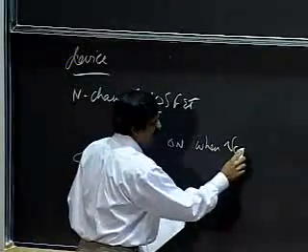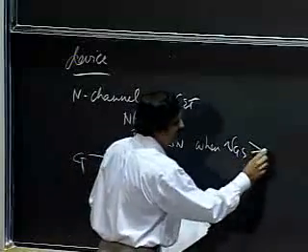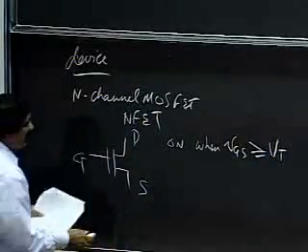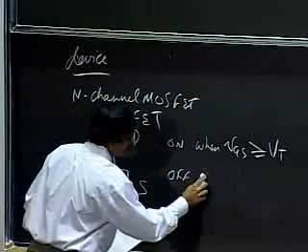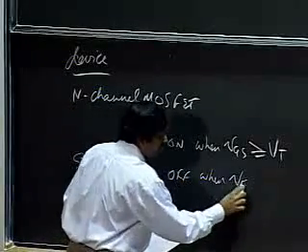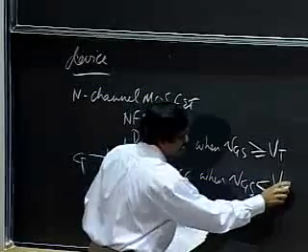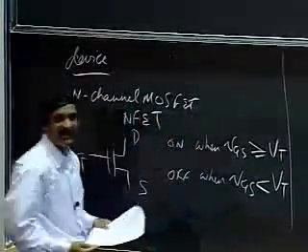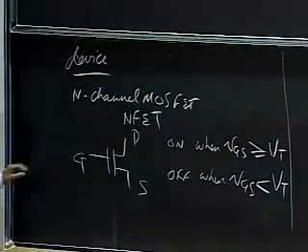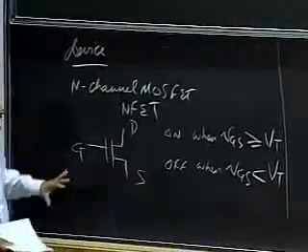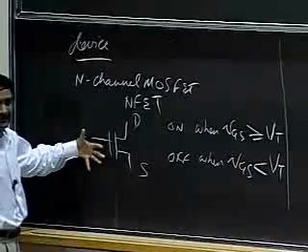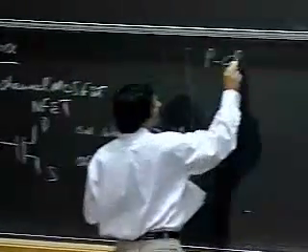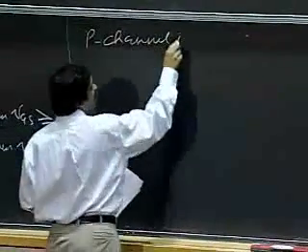when VGS is greater than or equal to VT. Okay, and off when VGS is less than VT. You saw this before. Okay, nothing new here. So what I need is a device that behaves in a complementary manner. Okay, so the device is a p-channel MOSFET.